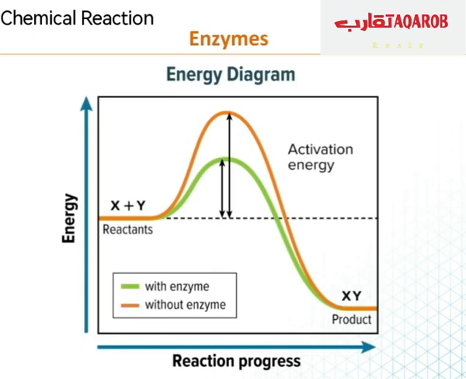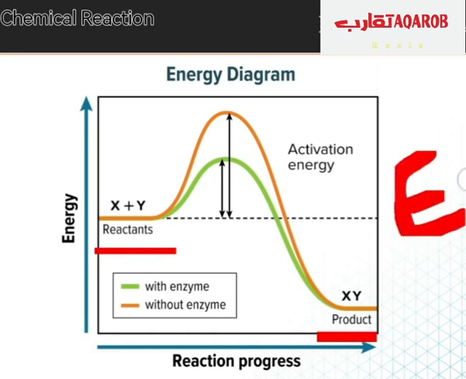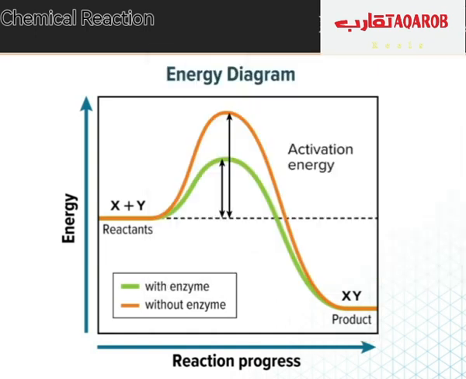Look at this energy diagram. In this energy diagram, we will first study whether this reaction is endothermic or exothermic. What do you think? Is this endothermic or exothermic? Look at the reactant and the product energy. As you can see, the reactant energy is higher than the product energy. So this is an exothermic reaction, okay? So we know that this is an exothermic reaction.